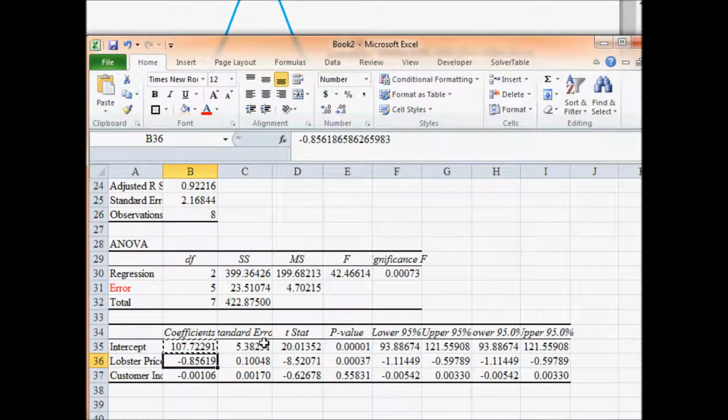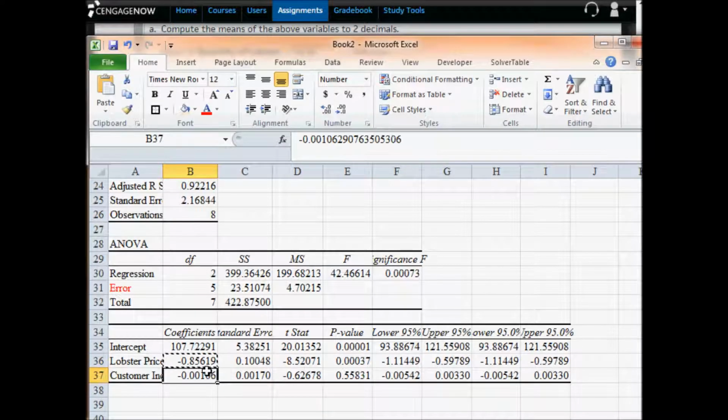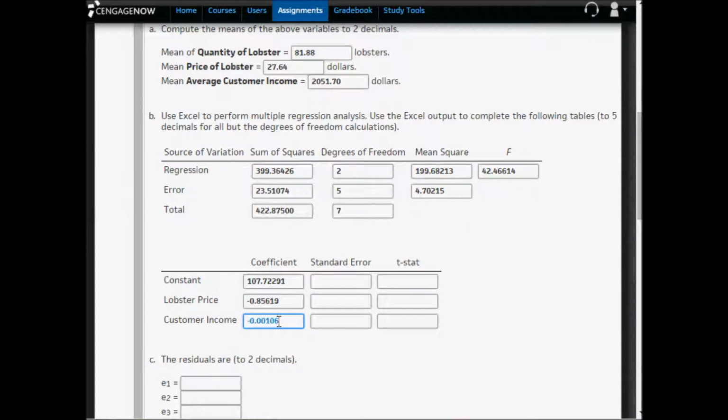B1 is negative 0.85619. That is the estimate for beta 1, which would be the true value of the slope coefficient for lobster price, which we cannot know. But we can estimate it, and this is the estimate of that beta 1. The estimate of beta 2 is negative 0.00106. That is B2. It estimates beta 2.